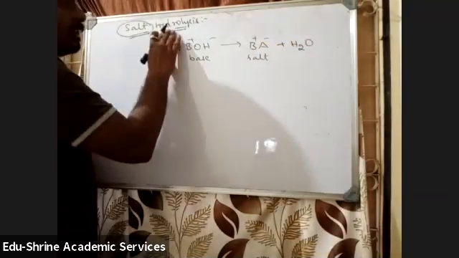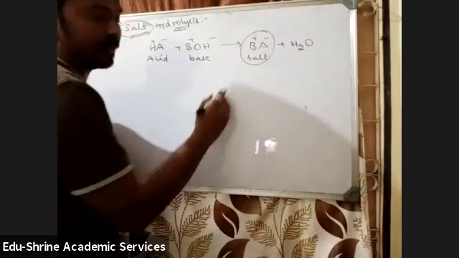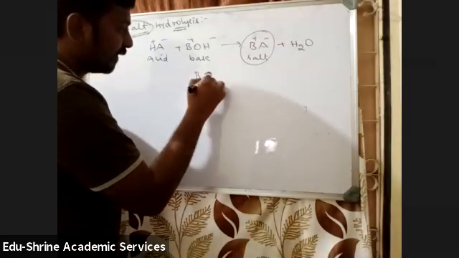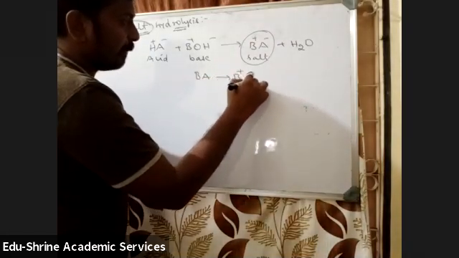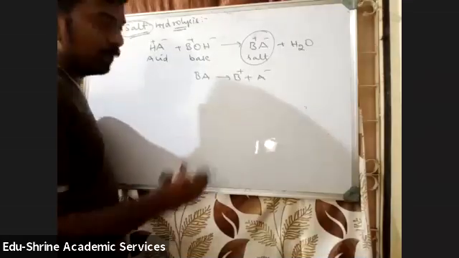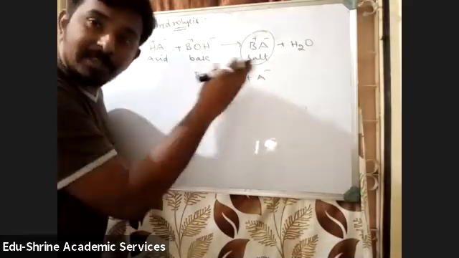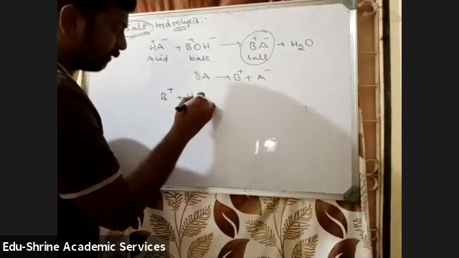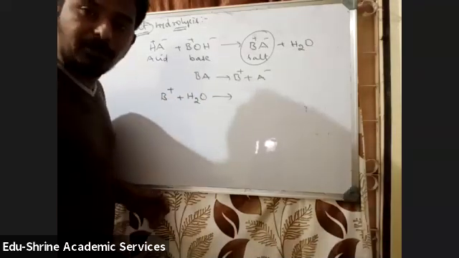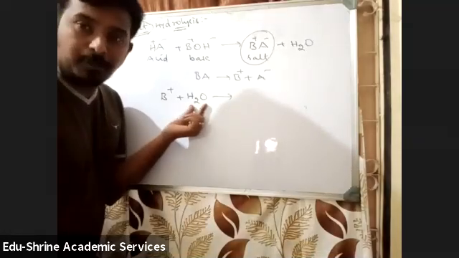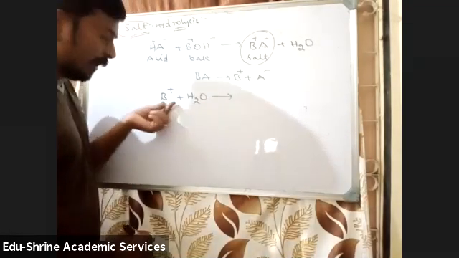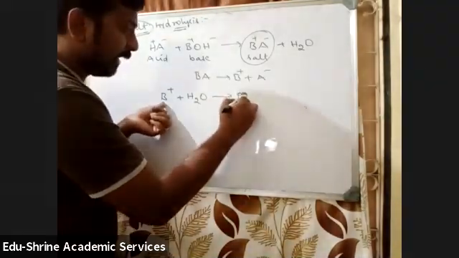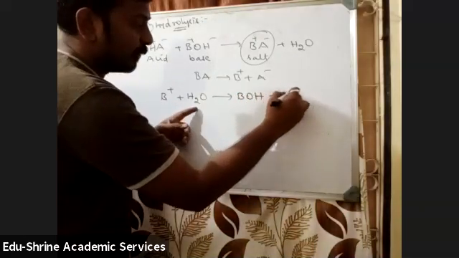Now what is salt hydrolysis? The salt must undergo hydrolysis. So when BA undergoes decomposition, we'll get B plus and A minus. If the cationic part of the salt, B plus, is undergoing hydrolysis, what products will you get, students? From water you will get H plus and OH minus ions. OH minus ions will be taken by B plus and you will get BOH plus H plus.